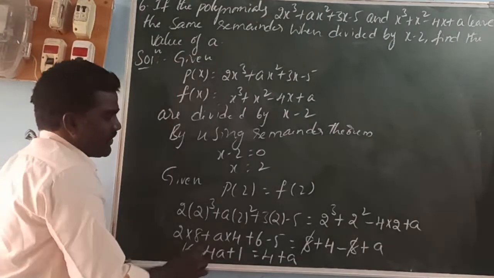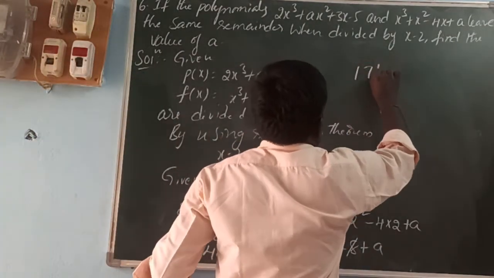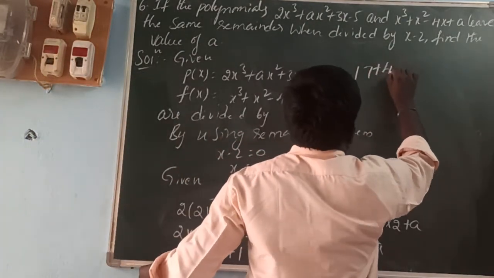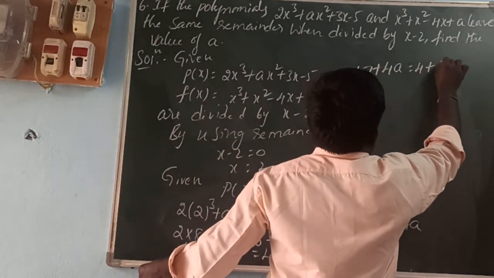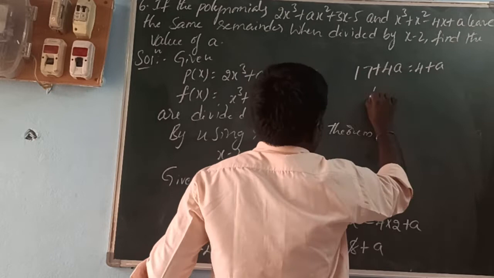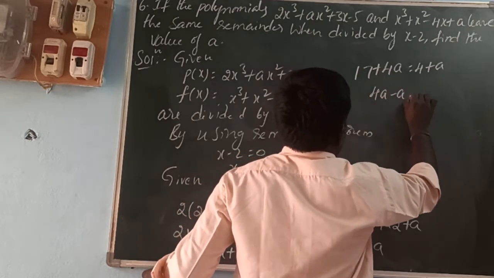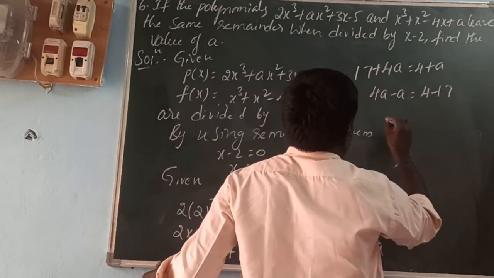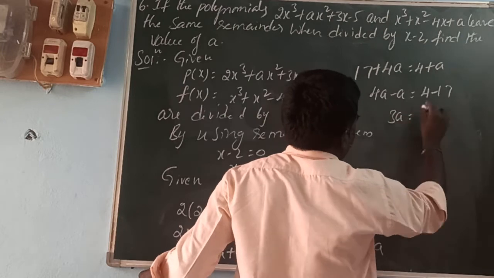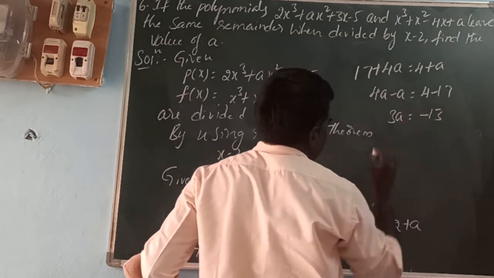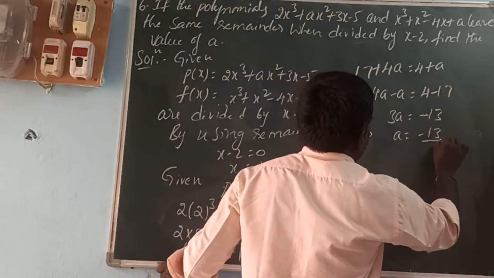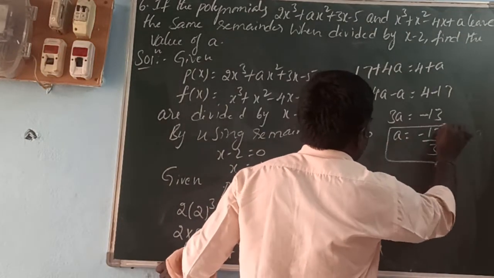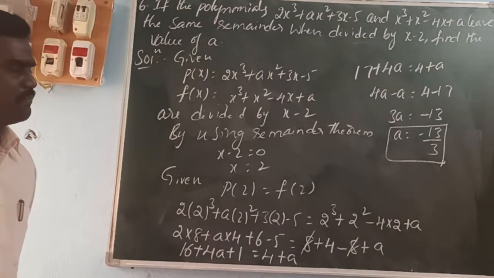So 16 plus 1 is 17, plus 4a is equal to 4 plus a. Plus a comes to the left as minus: 4a minus a is equal to 4 minus 17. 3a is equal to 4 minus 17, that is minus 13. 3 into a, so a is equal to minus 13 by 3. So therefore the value of a is minus 13 by 3.